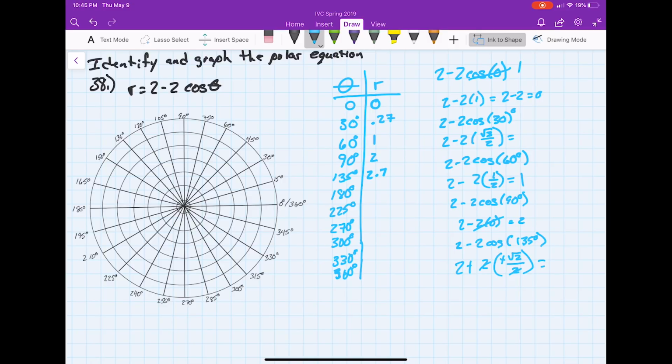And then we have cosine of 180. At 180 degrees, cosine is negative 1. So 2 minus 2 times negative 1, well, that's going to end up making this 2 plus 2, which is going to be 4. So for 180, we get 4.